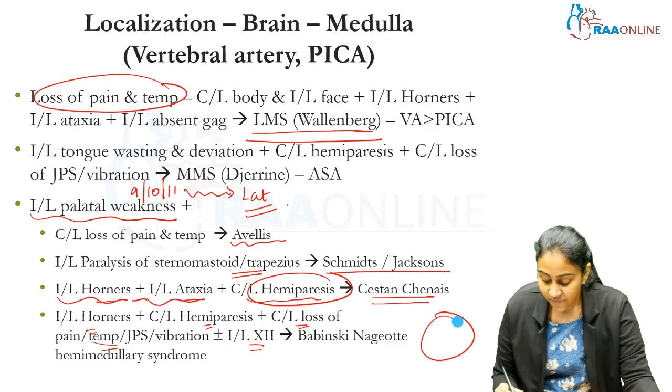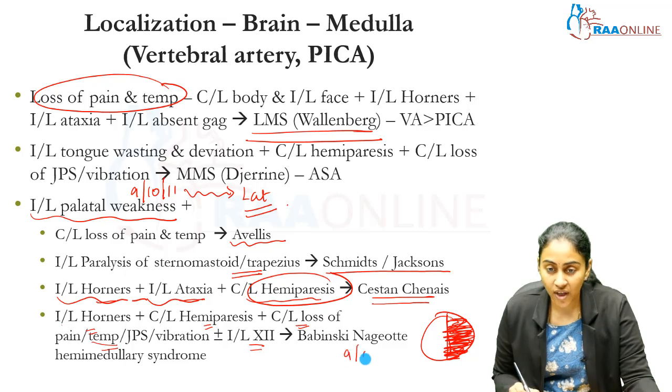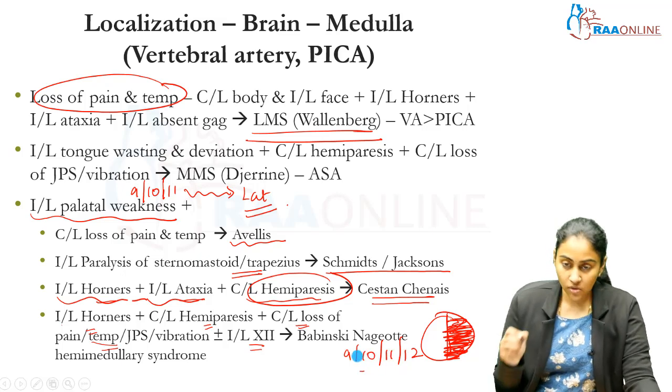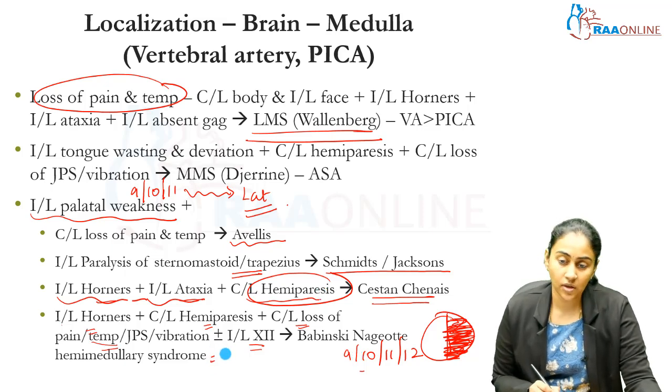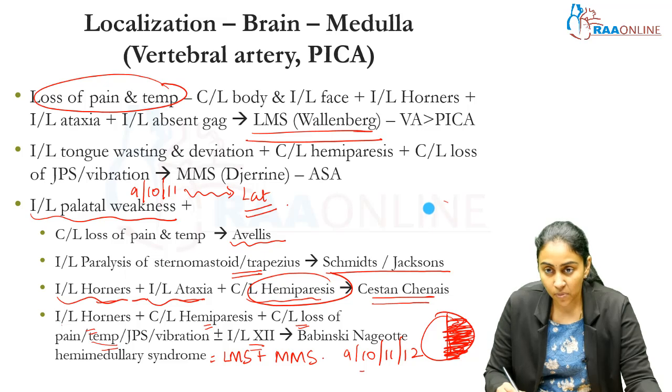So this is basically both medial and lateral medulla involved on the same side. This is a hemimedullary syndrome, Babinski-Nageotte hemimedullary syndrome, where one half of the medulla is knocked out. So here you have ipsilateral involvement of 9, 10, 11, 12, ipsilateral Horner's, ipsilateral cerebellar features. You also have contralateral hemiparesis and contralateral loss of pain and temperature in the body. So basically, Babinski-Nageotte hemimedullary syndrome is a combination of your lateral medullary syndrome and your medial medullary syndrome. So both together they form the hemimedullary syndrome.